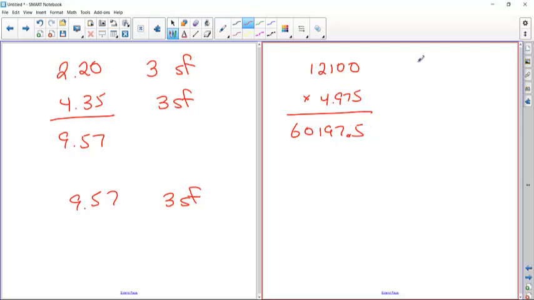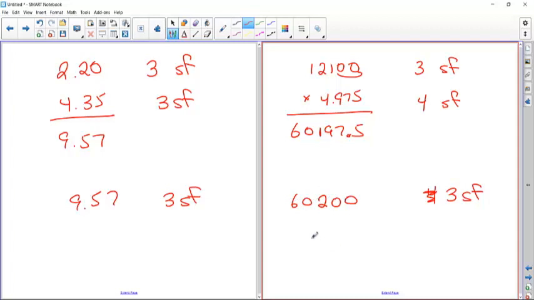But this has 3 significant figures because these 2 zeros are not significant. They're just placeholders. This one has 4 significant figures. Therefore, the answer has to have, I almost got it wrong there, 3 significant figures. So how would you write that? Well, you could write it as 60,200. I would round this up to 200 because I only have 3 significant figures.